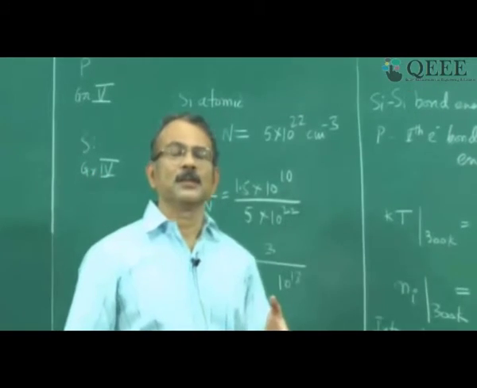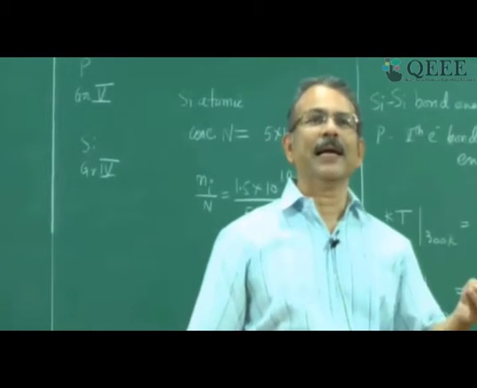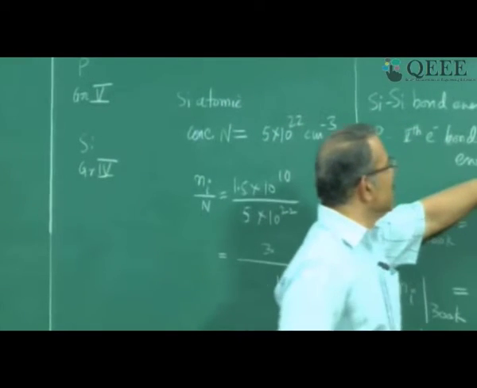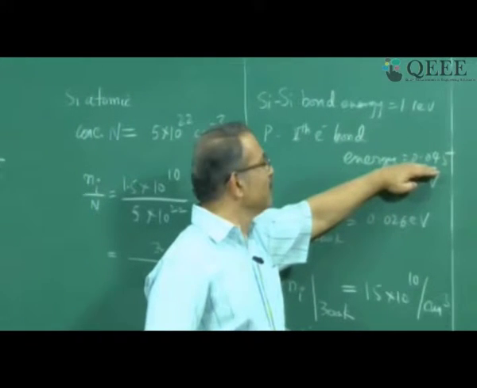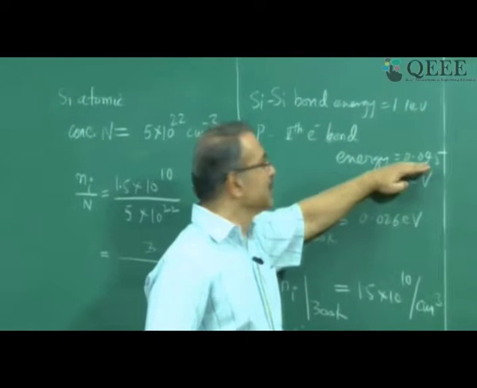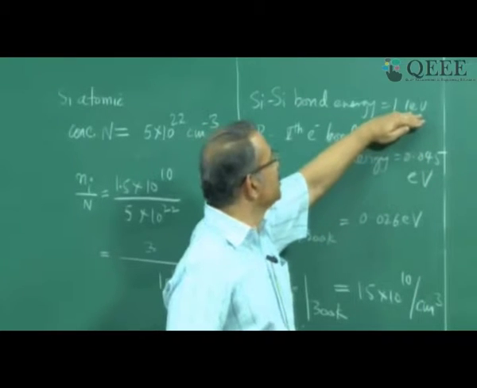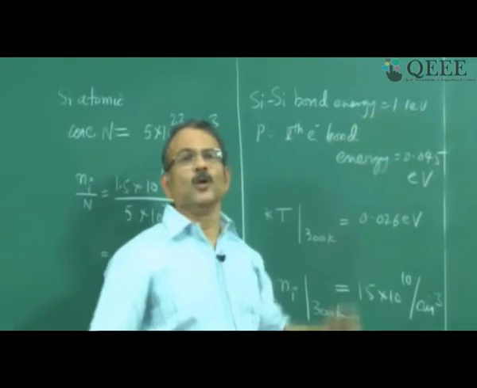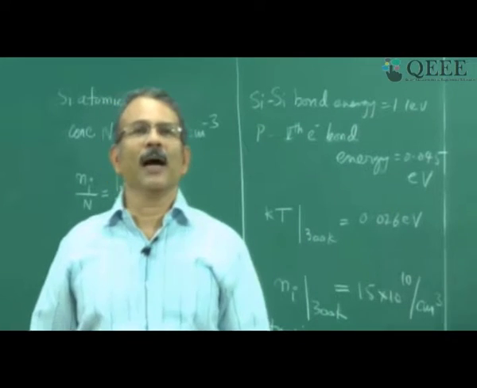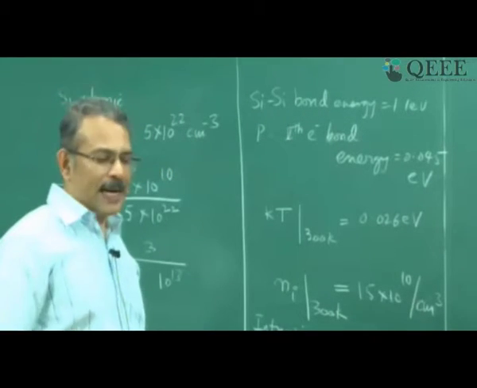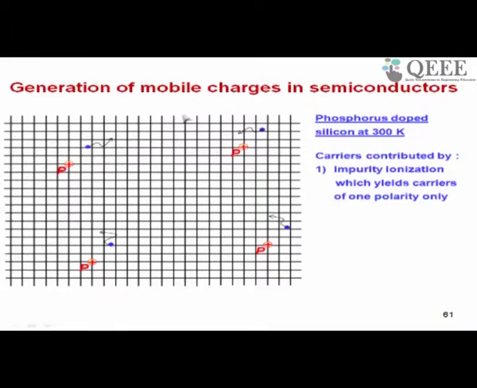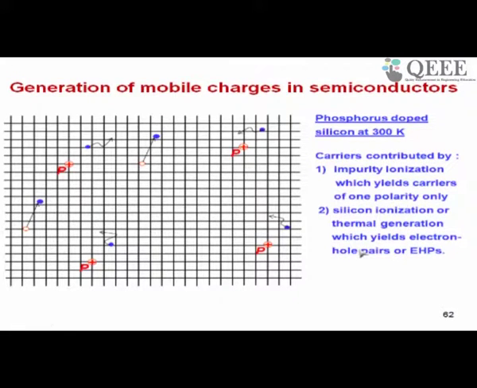All the phosphorus atoms which you have introduced in the silicon crystal will get ionized, because the bond energy of the fifth electron of phosphorus to the nucleus of phosphorus is 0.045, whereas the bond energy of silicon to silicon is 1.1 electron volt. So you need more energy to break the silicon-silicon bond as compared to the phosphorus fifth electron bond. That is what is shown here, that at 300 K all phosphorus atoms will give away their electrons as free electrons. In addition, you will also have silicon bonds breaking, as in a pure silicon crystal.